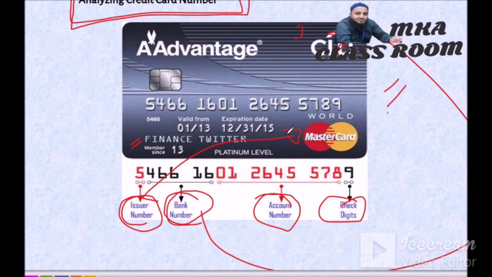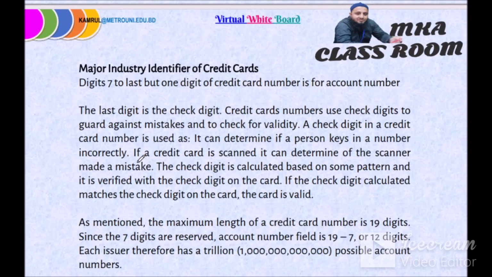Digit 7 to the last but one digit of the credit card number is for the account number. The last digit is the check digit. Credit card numbers use a check digit to guard against mistakes and to check for validity. A check digit is used as it can determine if a person keys in a number incorrectly. If a credit card is scanned, it can determine whether the scanner made a mistake. The check digit is calculated based on some pattern and it is verified with the check digit on the card. If the calculated check digit matches the check digit on the card, the card is valid.